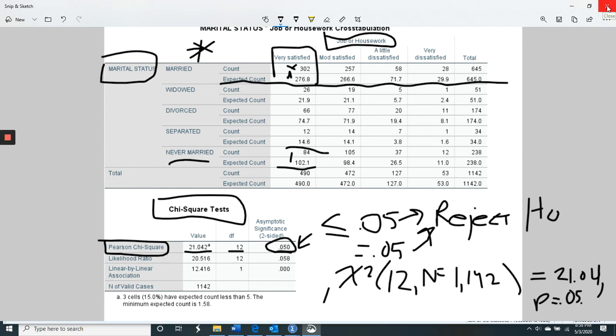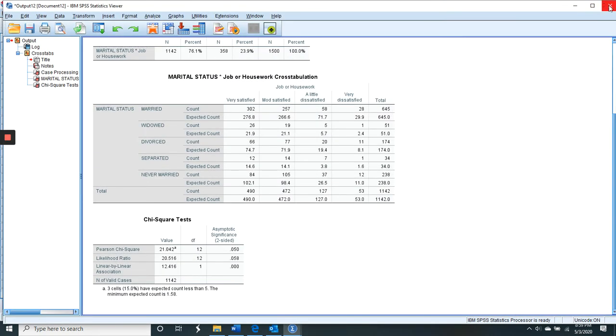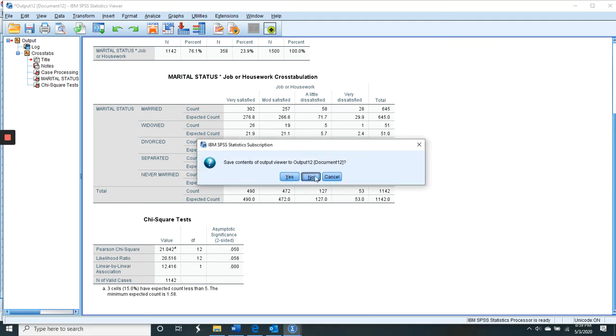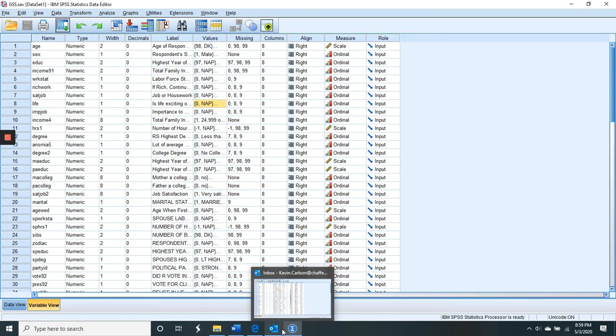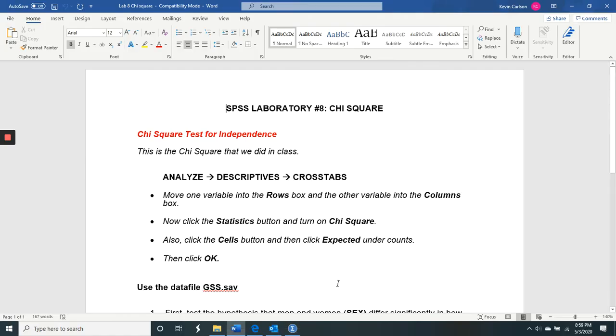So this is what you have to do for the lab. I'm going to show you the analysis that are part of the lab, and I will save these outputs for you.